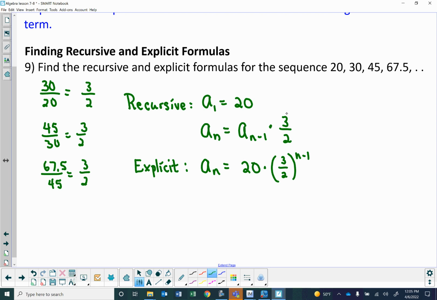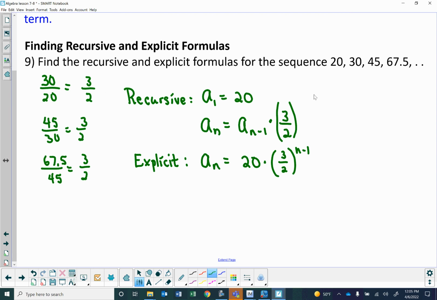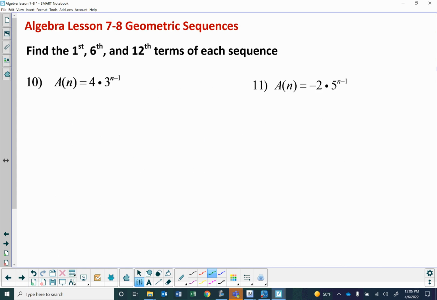All right. And we can put this one in parentheses too if it makes it easier to see. The difference between the recursive and the explicit: the recursive has to have the first part where they tell you what the first term is, and you have to find all the preceding terms in front of it in order to find the next term, whereas the explicit formula allows you to go to any term you want, whenever you want. So let's take a look at using the explicit formula. We're going to find the first, 6th, and the 12th terms of each sequence.